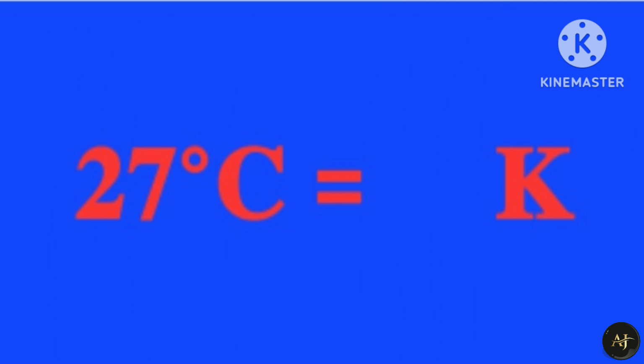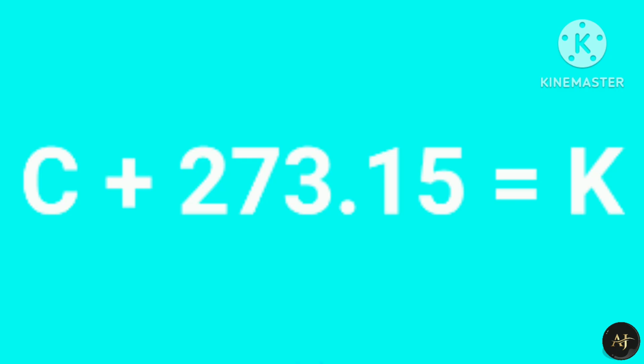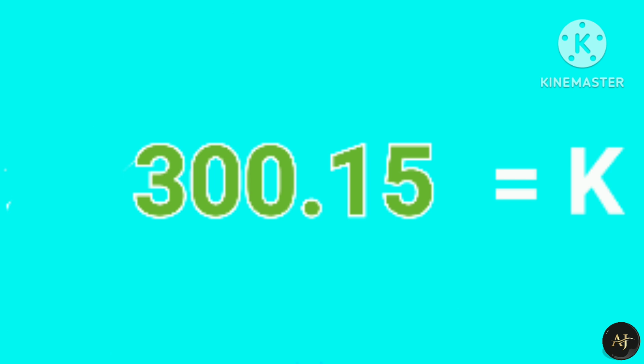27 degrees Celsius is equal to dash Kelvin. Celsius plus 273.15 equals Kelvin. C is equal to 27. So 27 plus 273.15 equals 300.15. Therefore the answer is 300.15 Kelvin.